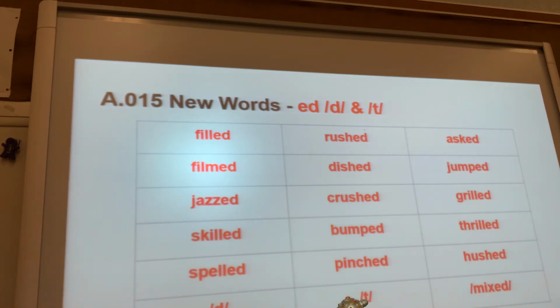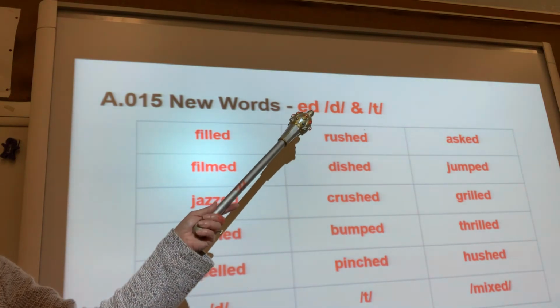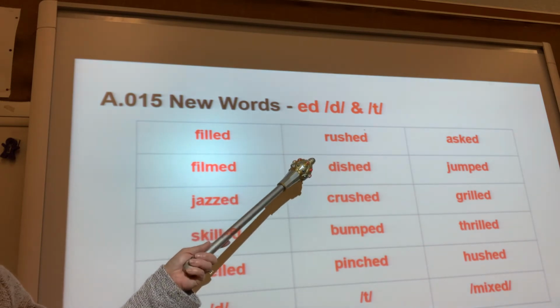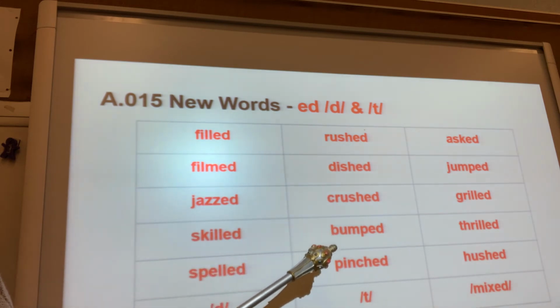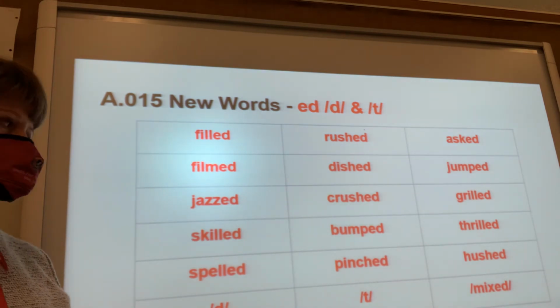Well, this next column, it's going to make a T sound. And even though that ED's there, it's going to make a sound of T. Repeat after me. Rushed. Listen for that T at the end. Dished. Crushed. Bumped. Pinched. Okay, do you hear the end of it being a T sound? And that's where some of our spelling mistakes come, because you hear that T at the end, but it's really not. If I said I bumped into my friend, I know I'm talking about something I did, so I know it's got to be an ED, but it made a T sound, so it kind of throws me off.